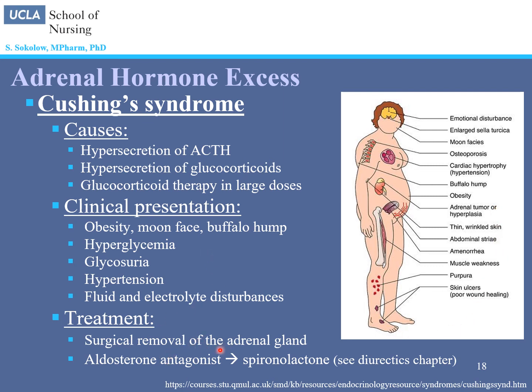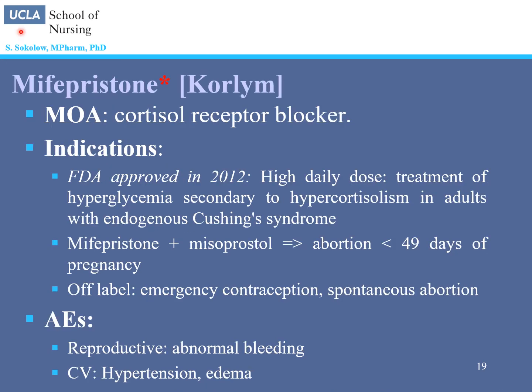And so the treatment, if the gland is hyperactive, you can remove the gland, or you can treat with aldosterone antagonists, such as spironolactone, which was covered in the diuretic chapter. And so now let's talk about mifepristone. Mifepristone is not a cortisol analog, but actually a cortisol receptor blocker, and was approved in 2012 with a high daily dose. It's used for the treatment of hyperglycemia secondary to cortisolism in adults with endogenous Cushing syndrome.